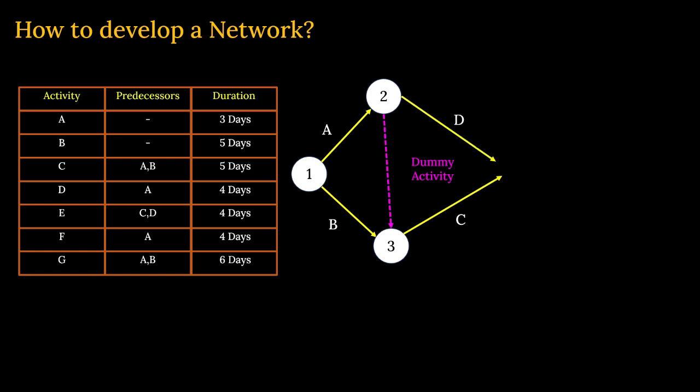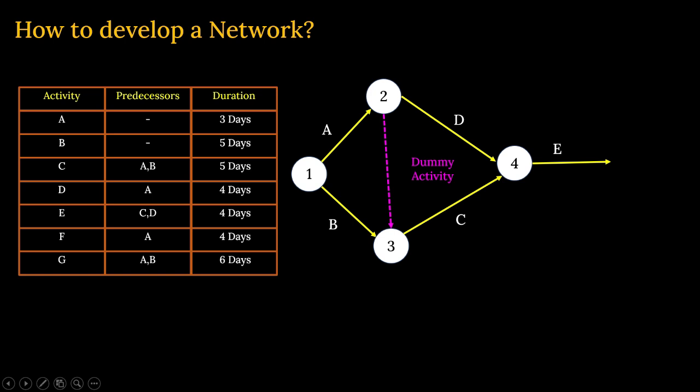Now see the next activity, E, is starting. The predecessor is C and D. So C and D are the predecessors, that means E is starting from node 4. You can see that E is starting from here, where C and D have converged. E is starting after the completion of C and D.